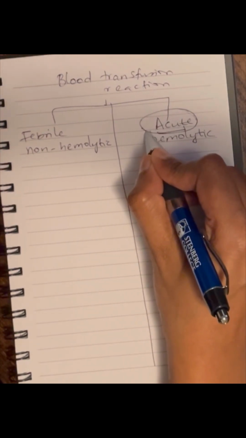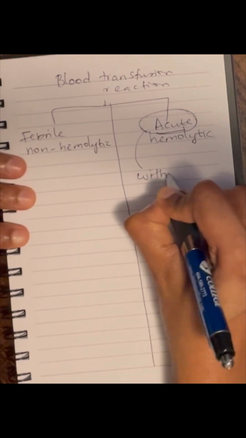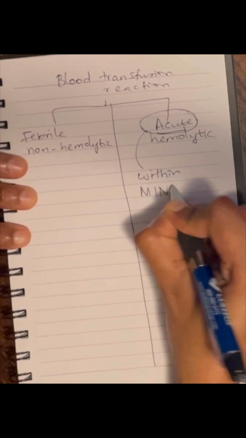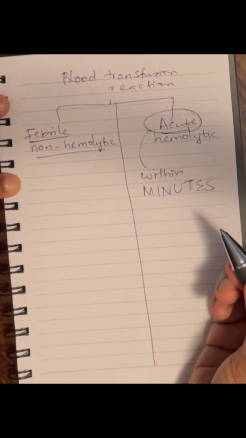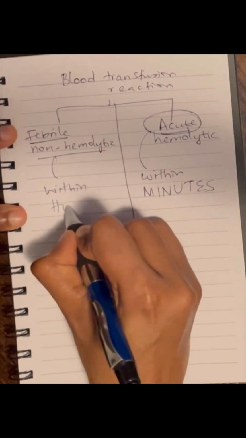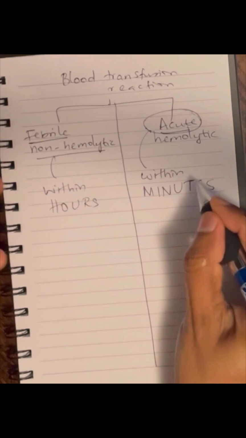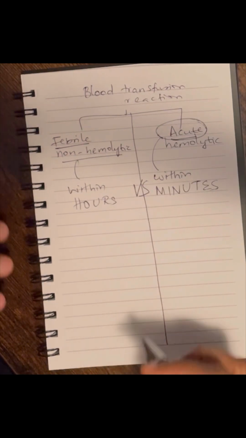With acute, as the term itself says, it is acute. So as soon as you transfuse the blood, the reaction will occur within minutes. And in febrile non-hemolytic transfusion reaction, it is within hours. So it takes time for the reaction to happen. So that's a drastic difference in the time of onset of the reaction.